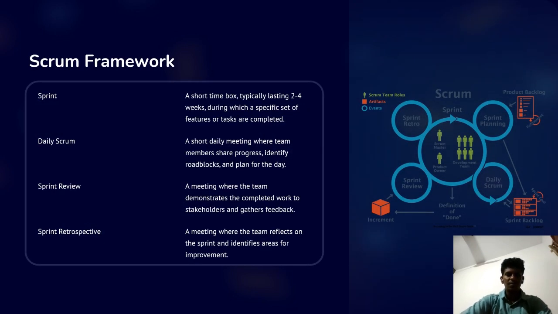Now let's discuss the Scrum framework. Sprint. A short time box, typically lasting 2 to 4 weeks, during which a specific set of features or tasks are completed. Daily Scrum, a short daily meeting where team members share progress, identify roadblocks, and plan for the day.